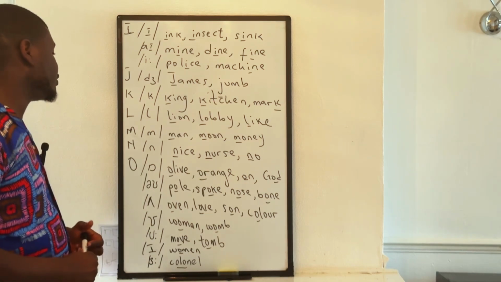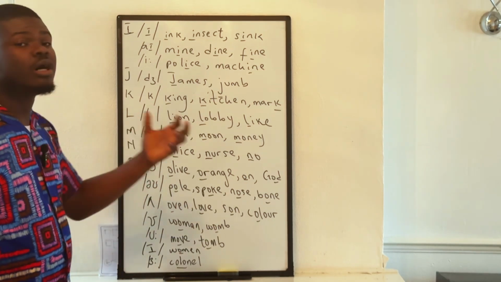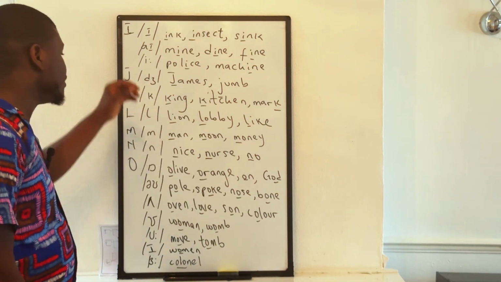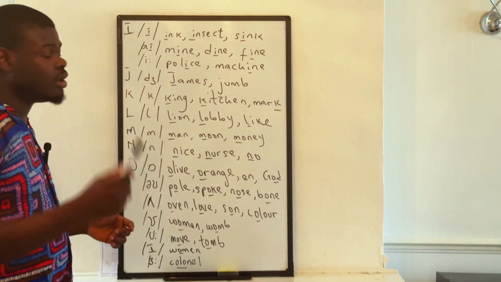So letter O gives us the short O sound, which is the usual one, as in olive. That word is olive. It's olive. As in orange, as in on or an on, as in God, as in pot, etc.